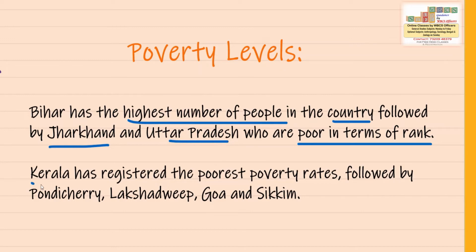Kerala has registered the lowest poverty rate, followed by Puducherry, Lakshadweep, Goa and Sikkim. So the lowest poverty rate is achieved by Kerala, which is performing really well, followed by Puducherry or Pondicherry, Lakshadweep, Goa and Sikkim.